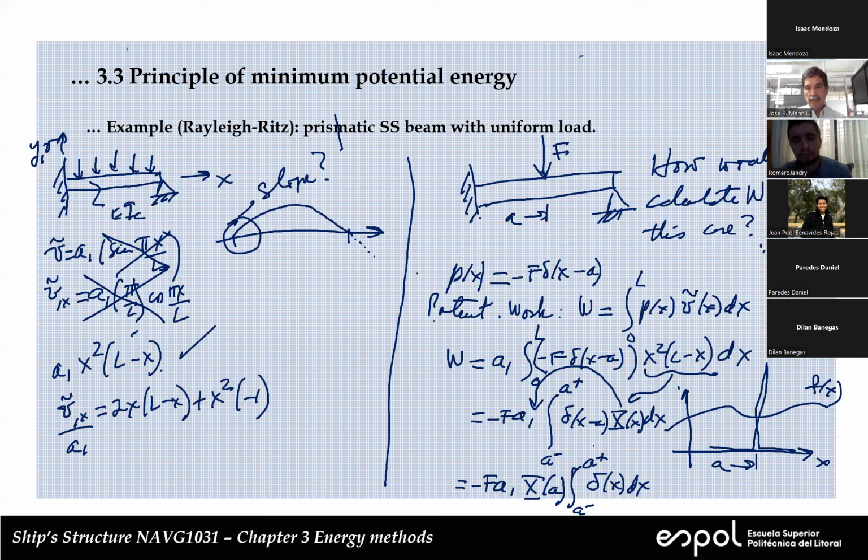And what is this equal to? Anybody? Miss Puerta, this is equal to what? To 1, yes. This is equal to 1. So the result is equal to minus f a1 x evaluated at a. So every time you multiply the delta Dirac times a function, the integral is equal to simply the function evaluated at the point where you apply the delta Dirac.